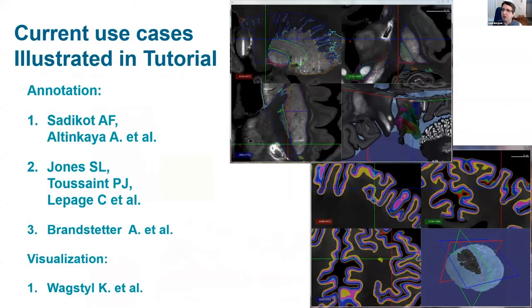Just giving credit to all the other people's datasets we'll be using to show the software features. There's an atlas in development by Dr. Sedziko and Altinkaya at McGill, so we'll be seeing some intermediate results of that, and some work by Sherry Jones, PJ and Claude at McGill. Andrea Brandtstetter will be one of the presenters, and we'll also be showing very quickly how to import and visualize some of the cortical layer work by Konrad Wagstael.